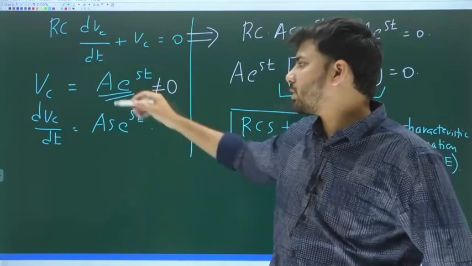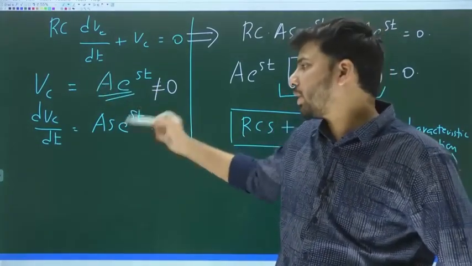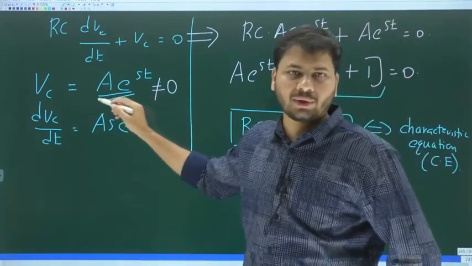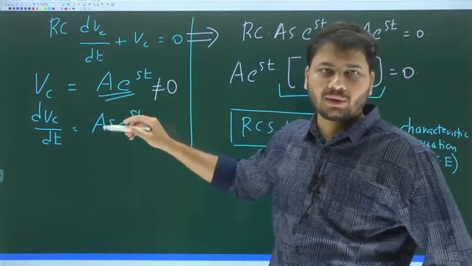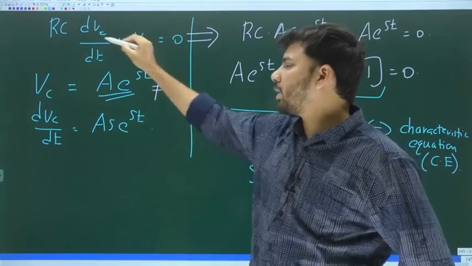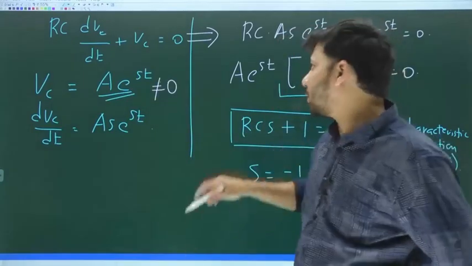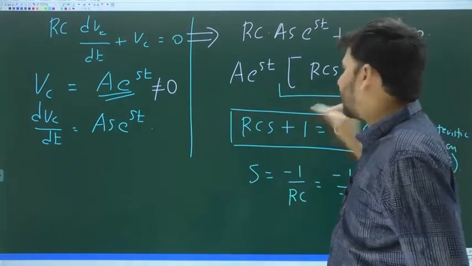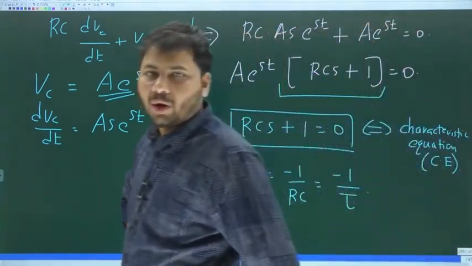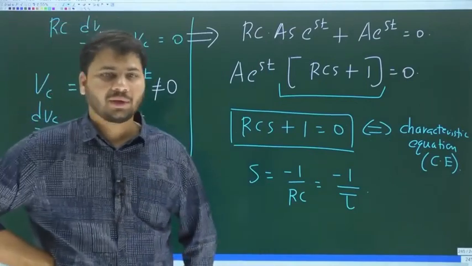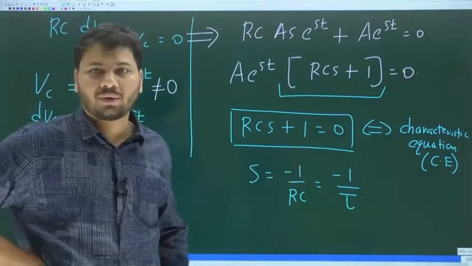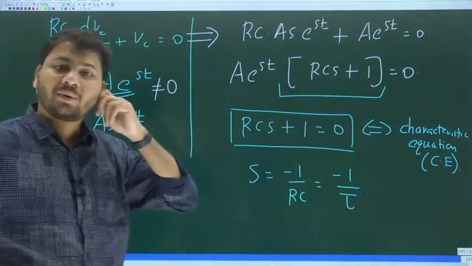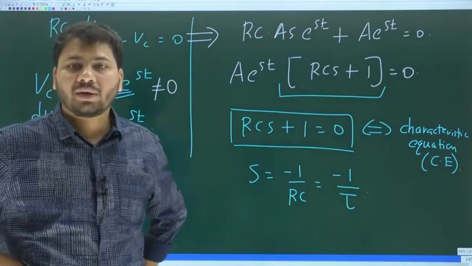The solution is A times e power st. So if you assume this solution for the homogeneous differential equation, and put it back into the differential equation, then A times e power st will come out. Then you will get a polynomial, and that polynomial as a function of s should be equated to 0. When you equate this polynomial to 0, you get what is called the characteristic equation.